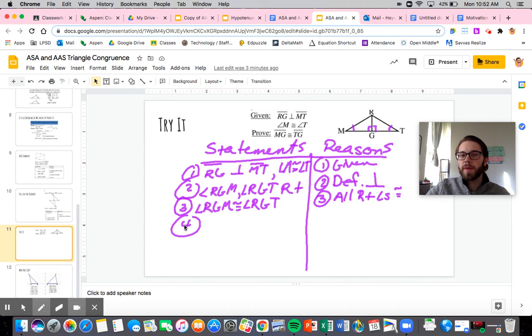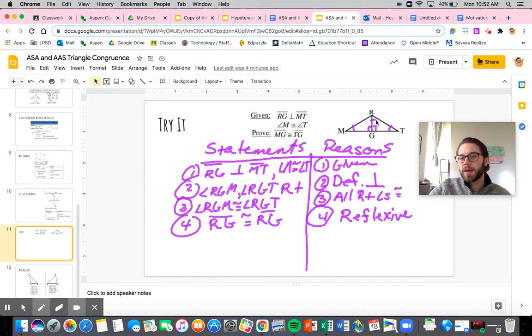All right, now what do we have? So we have an angle, and what do we know about RG? Well, it's a shared side. So we can use reflexive. All right, so now we have successfully proven that these two, well, we haven't quite said it yet, but we have all the steps required, right? We have an angle, and a side. So it's AAS, yep. Angle, side.